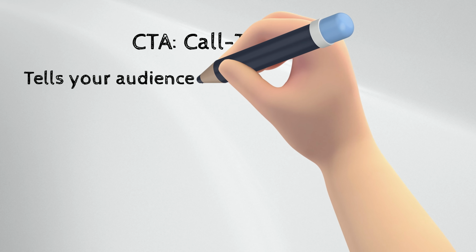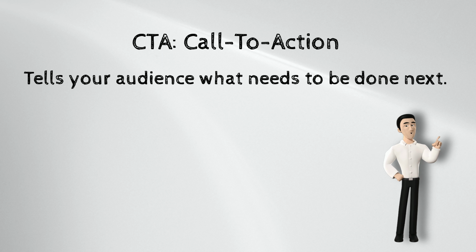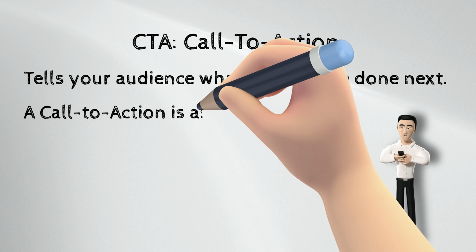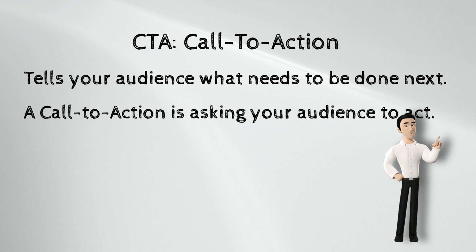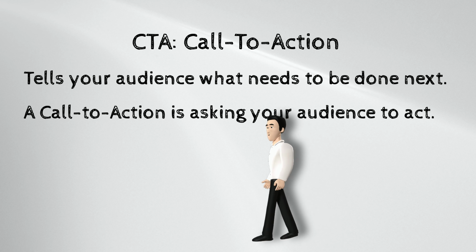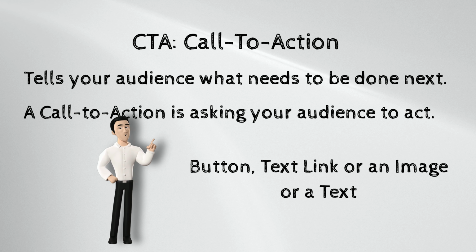Let's get started. CTA, also known as a call to action, tells your audience what needs to be done next. A call to action can be as simple as asking your audience to click the button, share it on WhatsApp, or forward the email. In layman's language, a call to action is asking your audience to act. A call to action is called CTA in the sales and marketing industry. In this video, I will use the term CTA, referring to a call to action. CTA on the sales page can be a button, a simple text link, or an image or text asking the audience to do a task.